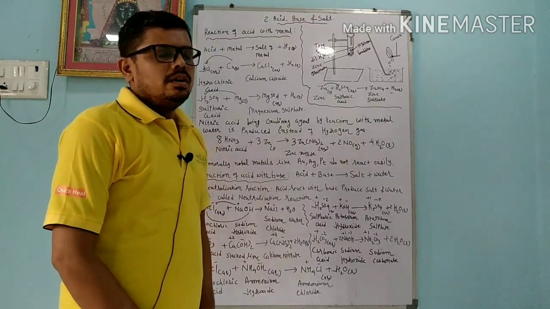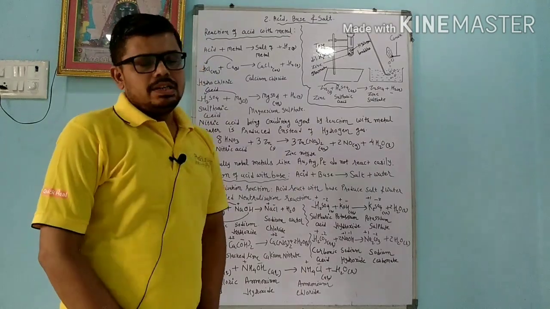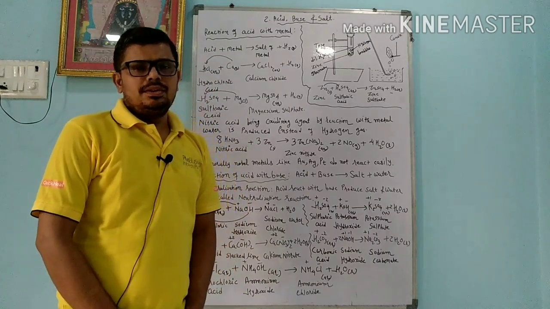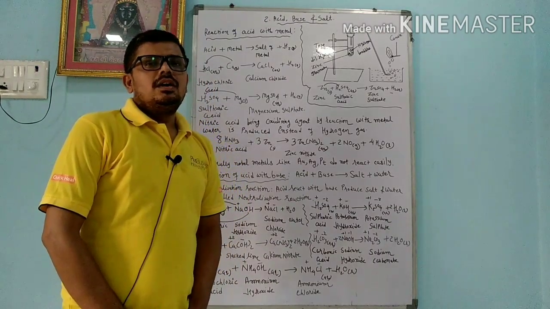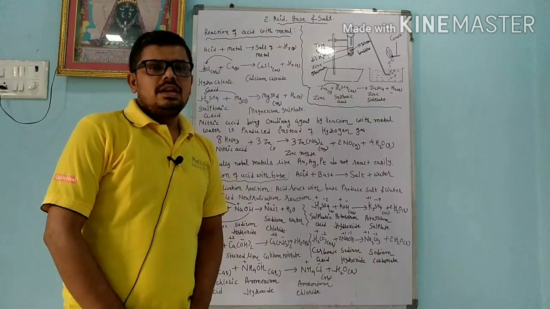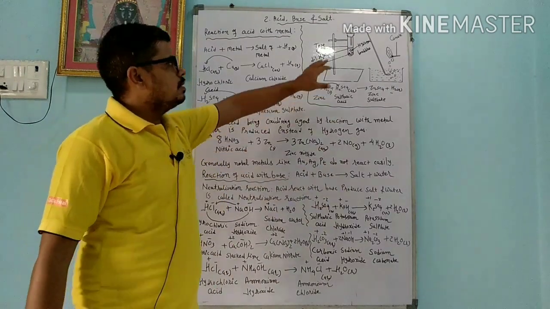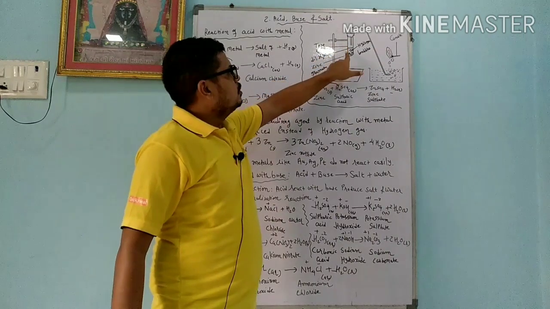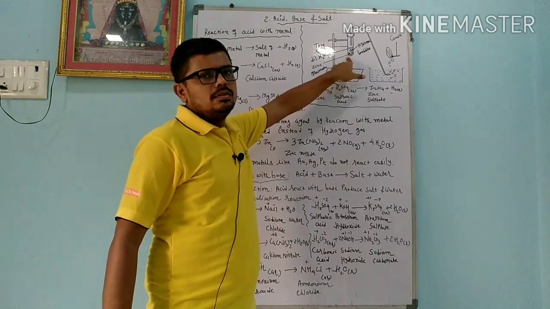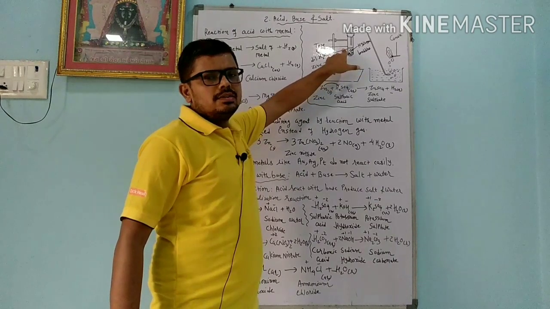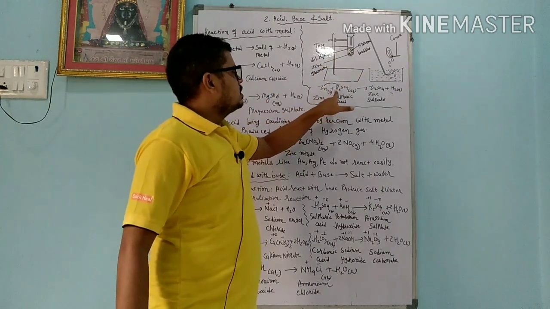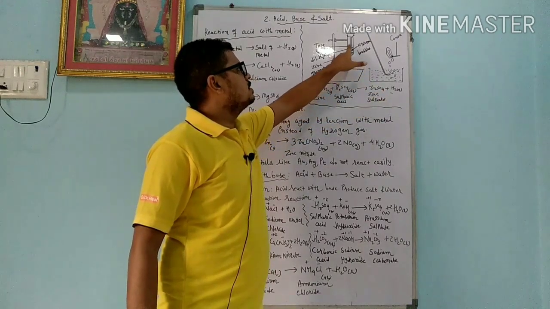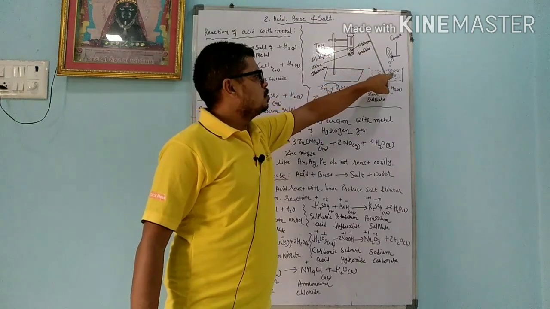Dear student, we are going to learn the reaction of acid with metal. When acid reacts with metal, we know that salt and water are obtained. Salt means the compound which is made up of acid and base. Here one diagram is given. In one test tube we take zinc granules, and we add dilute sulfuric acid. As we add zinc plus dilute sulfuric acid, we get zinc sulfate plus hydrogen gas. This hydrogen gas comes out from the tube and passes through the soap solution.